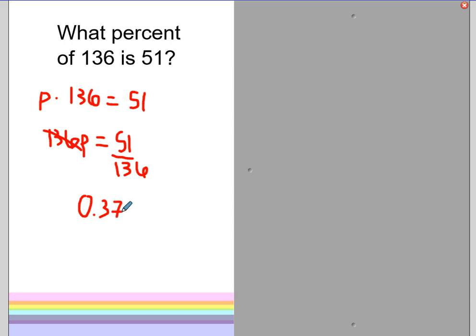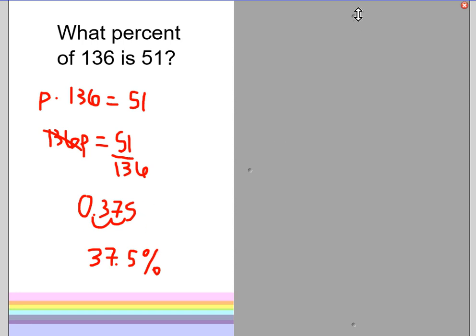And remember how I said that you needed to convert this into a percent, so we're going to move it over twice. And so my answer would be 37.5%. And that would be my answer.